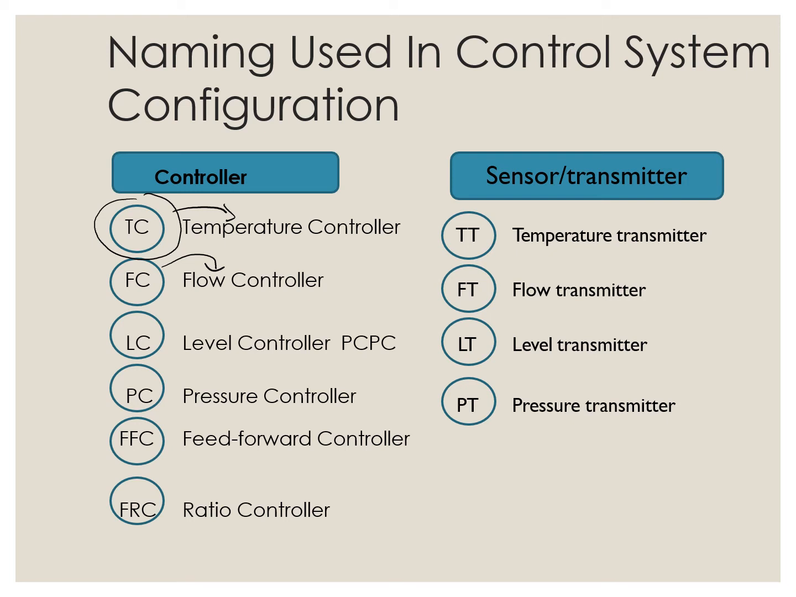So for transmitter, in the round shape we have the naming with T at the back. T at the back is transmitter. The letter in front, T, is temperature. If FT, flow; if LT, level; PT, pressure.